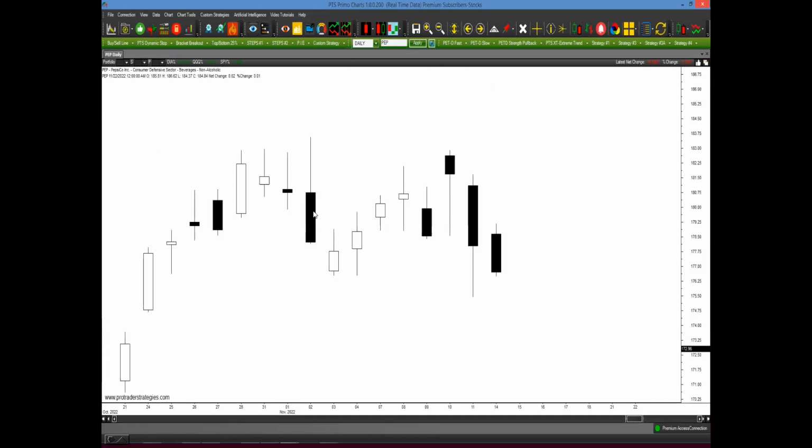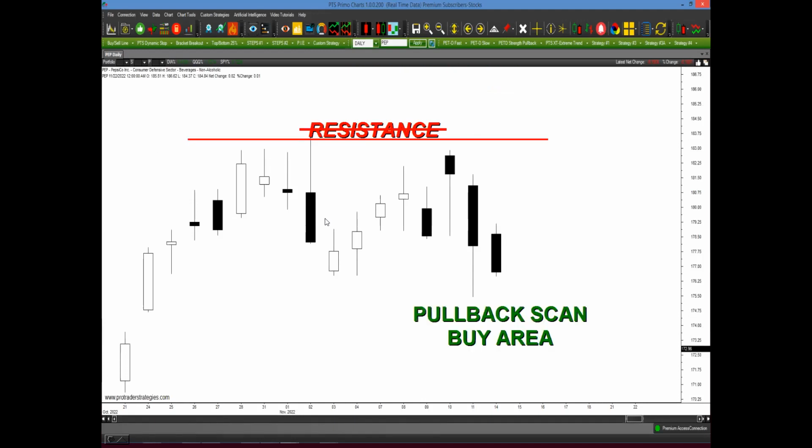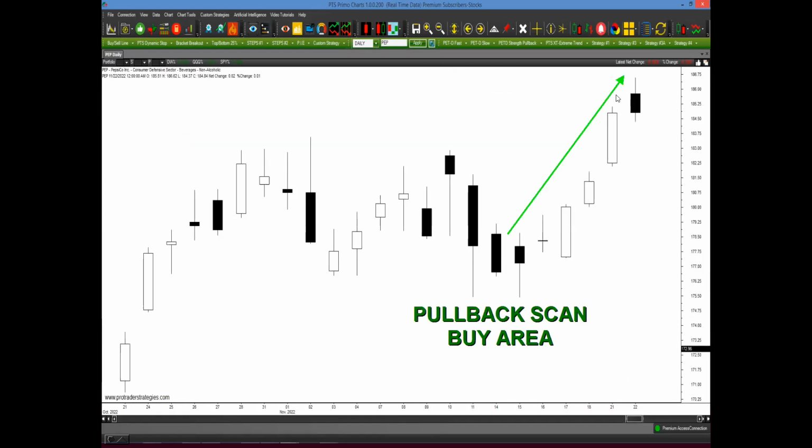Here's an example in Pepsi, PEP. Doesn't look like much is happening here, but you could say there's resistance, so maybe you want to sell. It can't seem to get through this area. But is it really resistance? I don't think so, because the pullback scan identified a buy area right here. You apply a little structure, you could have taken advantage of that, and it's making new highs in the next week.